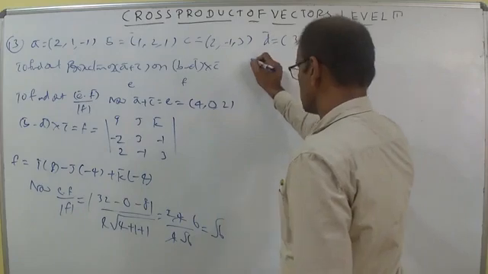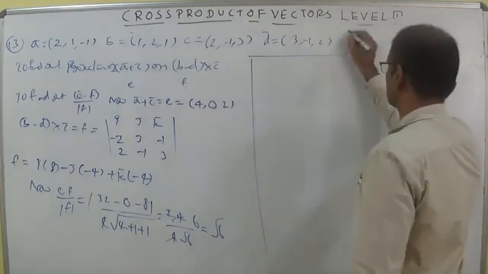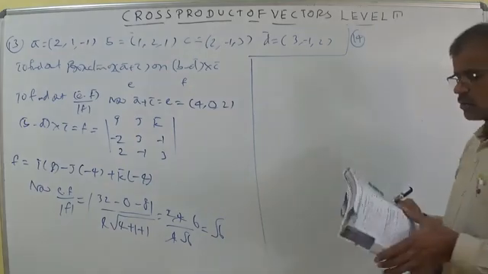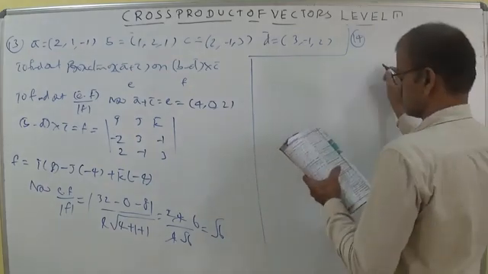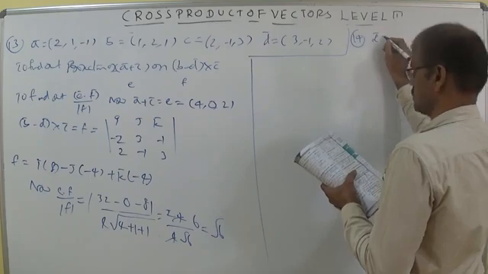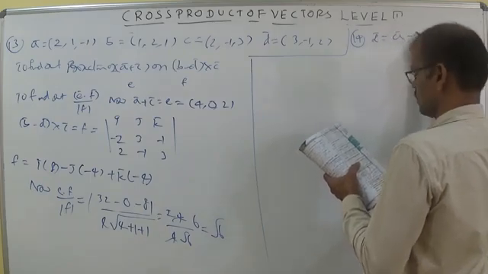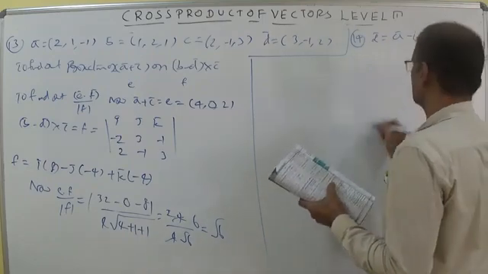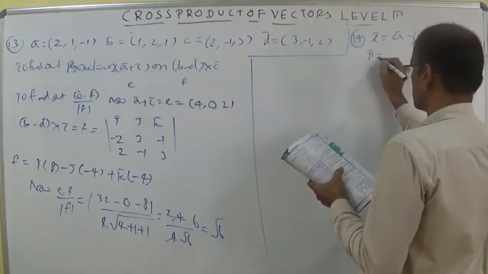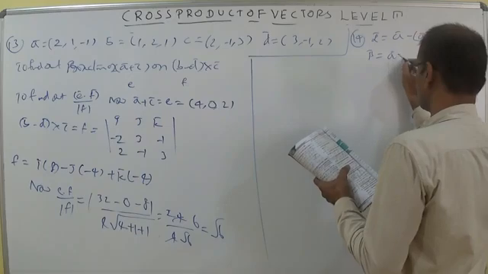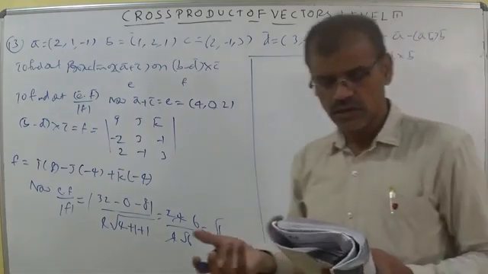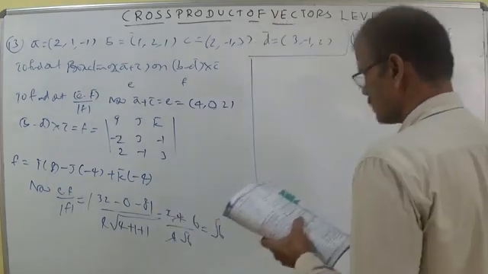Next, let us discuss the 14th question. A bar, B bar are two non-collinear vectors. Alpha bar is equal to A bar minus A bar dot B bar into B bar. That is the first vector. The second vector, beta bar, is given as A bar cross B bar. Then according to the options we should calculate.